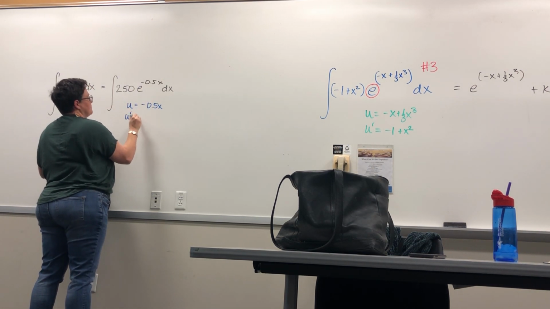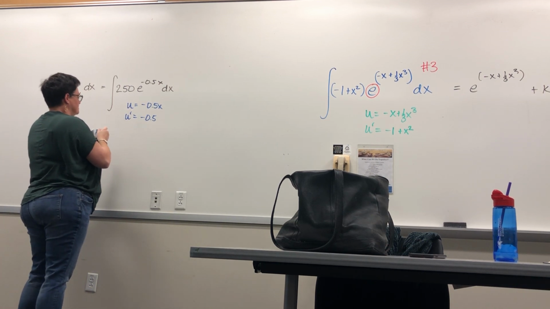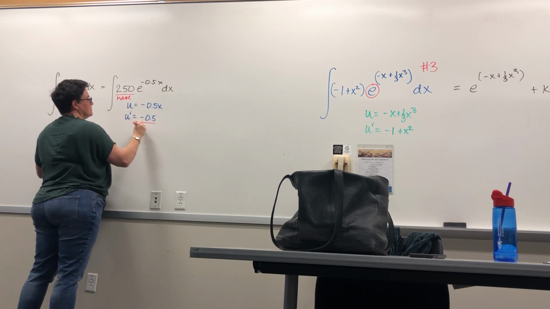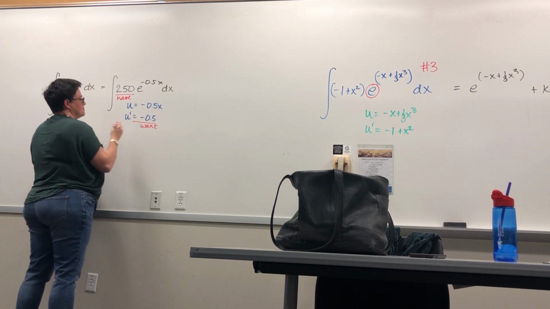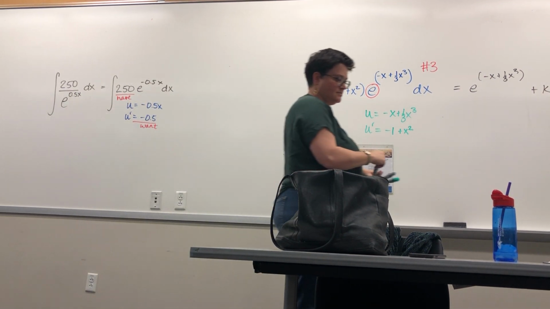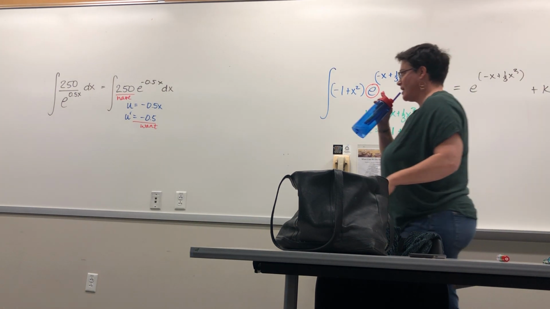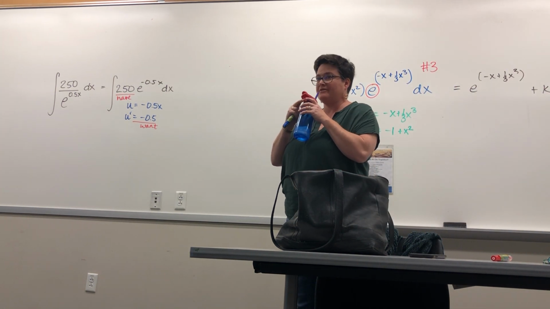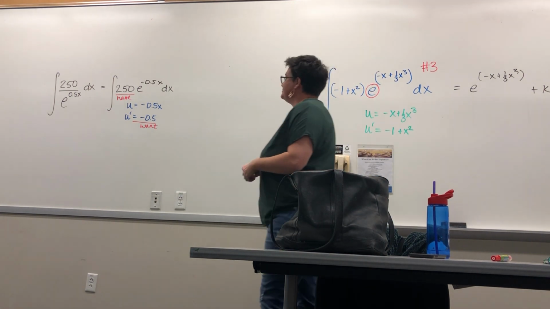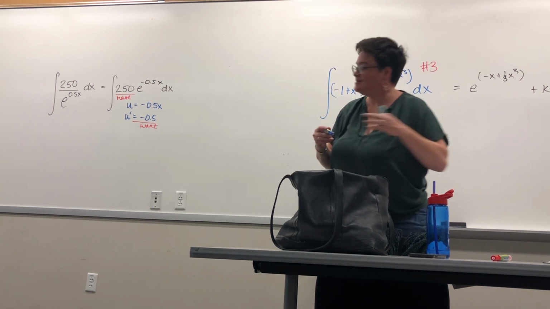What's u prime? And what do we have where u prime needs to be living? What do you want? Always u prime. So what do we need to multiply and divide by, guys? Don't overthink it, be a child. What do you want? So we're gonna multiply and divide by, what kind of 0.5? Negative 0.5, yeah. So here we go.